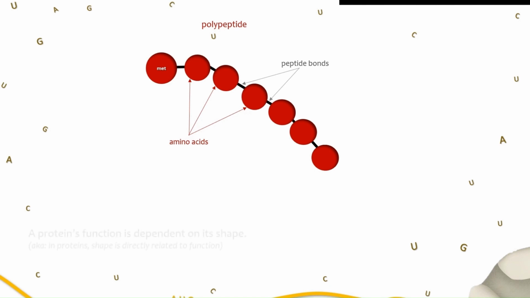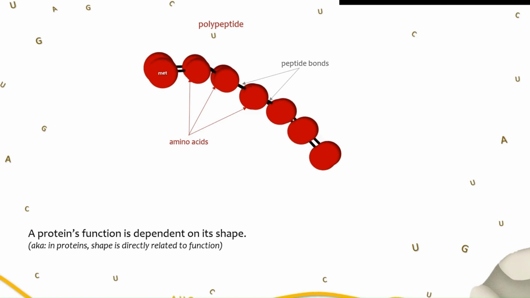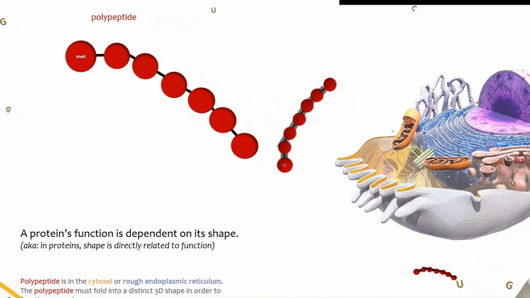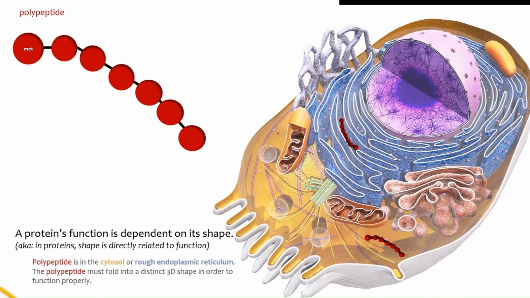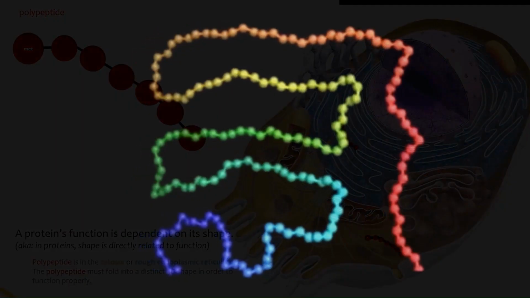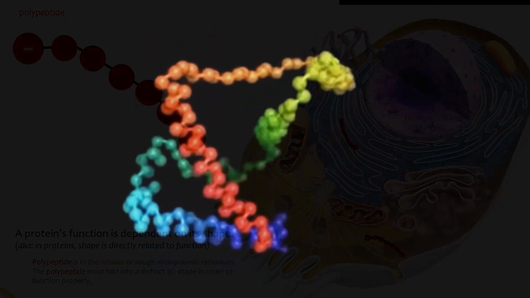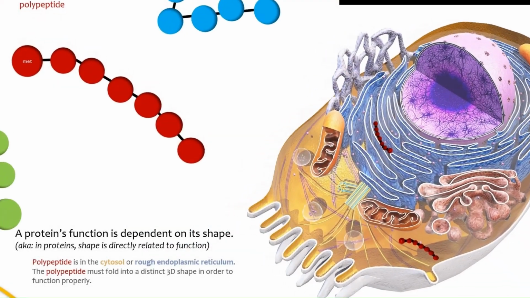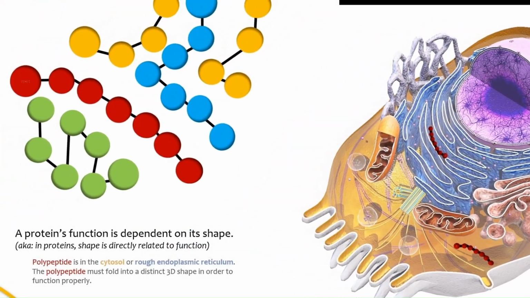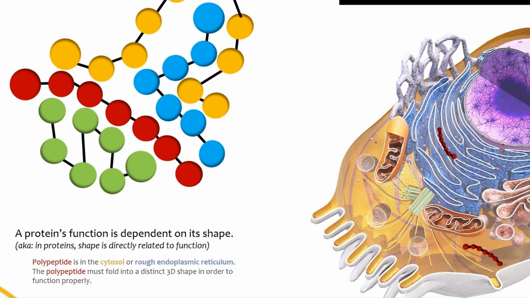Recall back to Unit 0 material. The shape of a protein is very, very important to its function. So now there is a polypeptide in the cytosol, or rough endoplasmic reticulum of the cell, and this new polypeptide must fold into a distinct 3D shape in order to function properly. Some polypeptides go one step further and join with other polypeptides to make a multi-part protein.